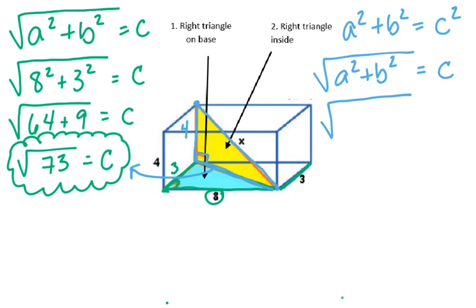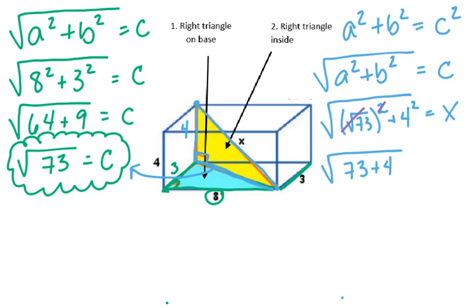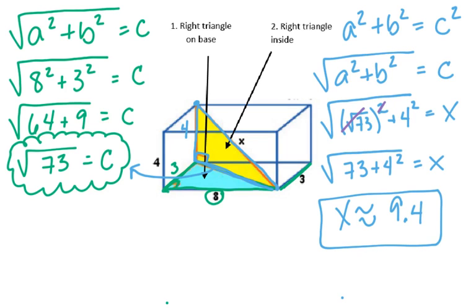So my first leg is the square root of 73, and then we're going to square it. My second leg is 4, and we're going to square it, and that's going to equal x. So the reason I told you that we're going to leave it in the square root form is because an exponent of 2 and a square root sign cancel each other. So it just makes my math a little bit easier. So here what I would have would be 73 plus 4 squared gives me x. So if I do the square root of 73 plus 4 squared, my x is going to be approximately 9.4. And that's it for this video.